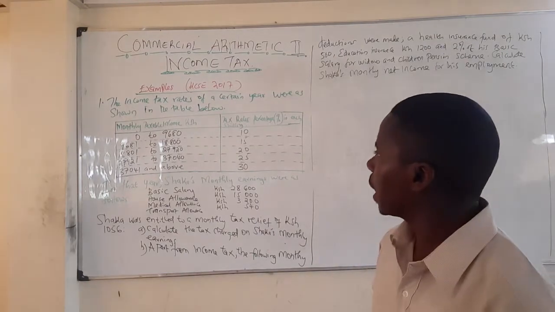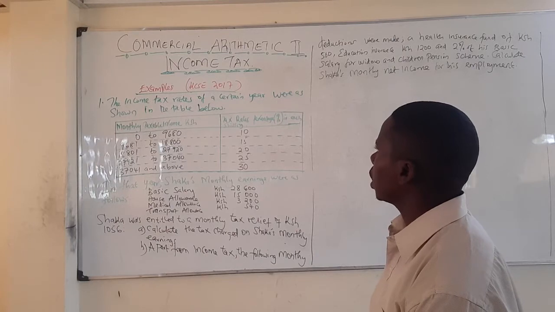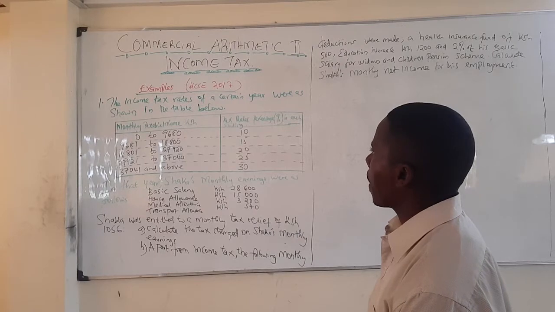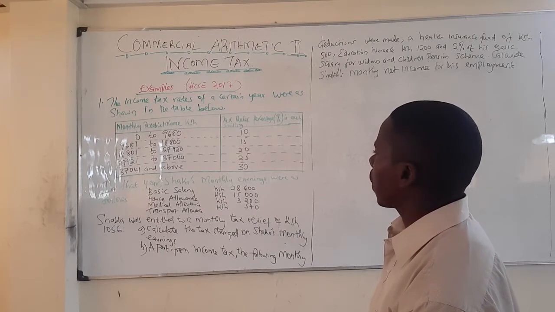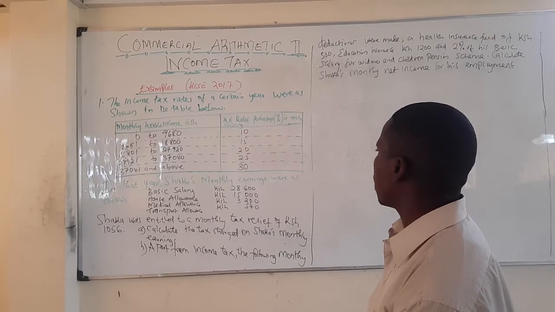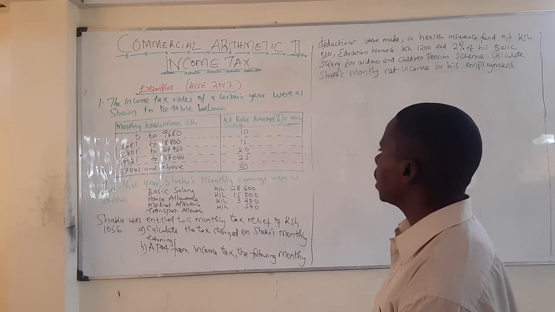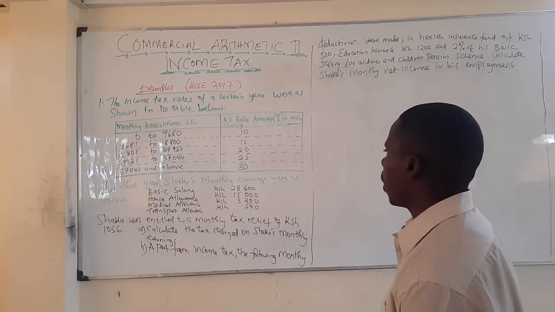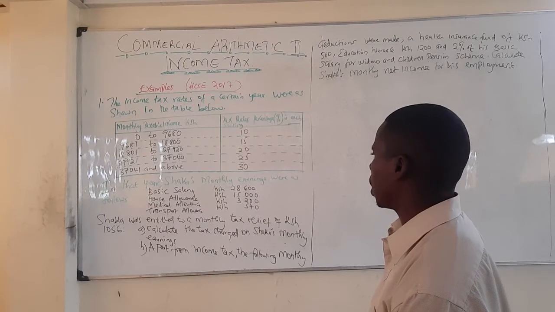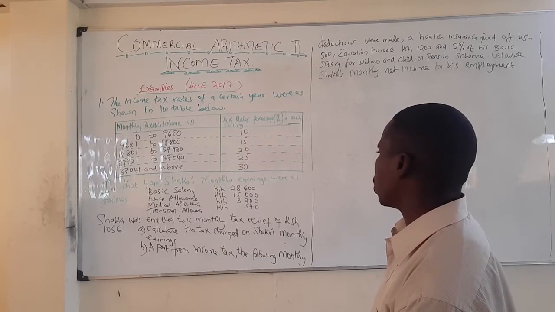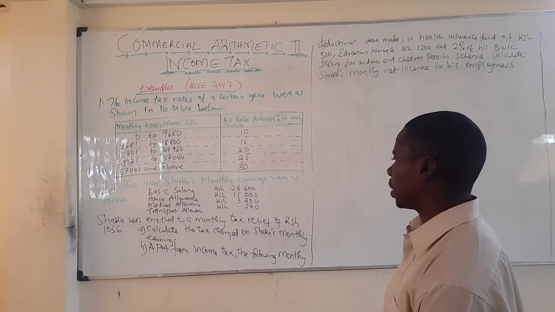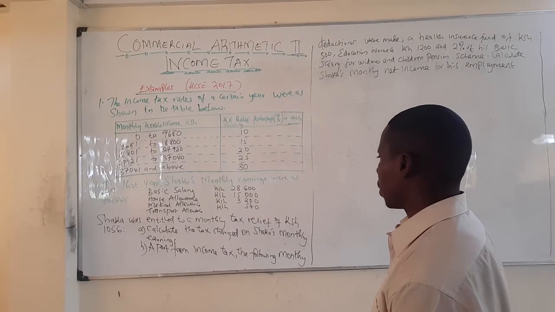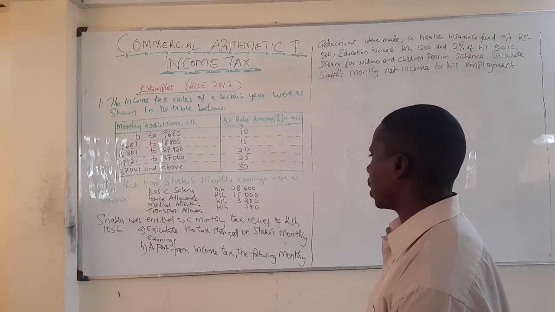And the question reads that the income tax rates of a certain year were as shown in the table below. The table is there. The question is that in that year, Shaka's monthly earnings were as follows: basic salary given there, house allowances given there, medical allowance, and the transport allowance. So Shaka was entitled to a monthly tax relief of Kenya shillings 1,056. So you have to calculate the tax charged on Shaka's monthly earnings.